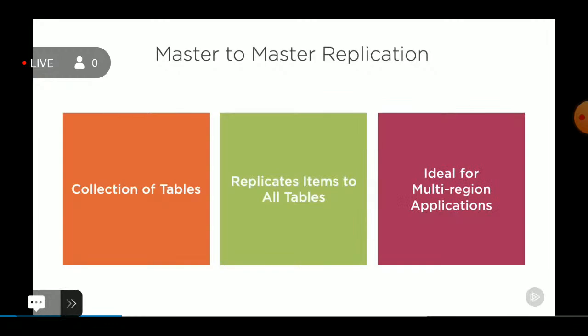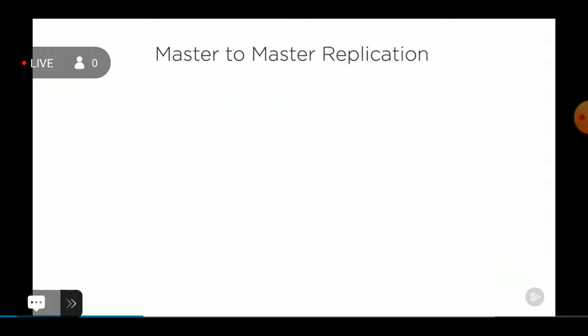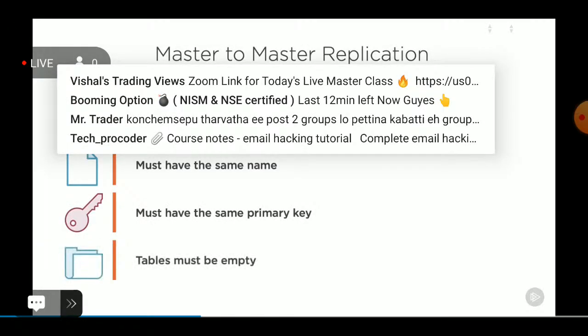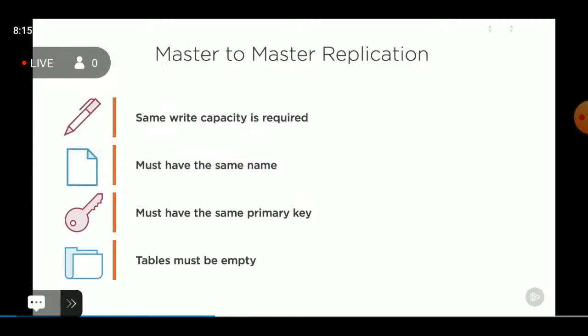This functionality is great for multi-region applications where a user can connect to a table closest to them for minimal latency. There are a few requirements before a single table can become a part of a global table. The same write capacity has to be provisioned on all tables within a global table. They all must have the same name. They must have the same primary key, simple or composite, it doesn't matter. And tables must be empty before assigning them to a global table. So it's best if a global table is set up before storing any data within tables.